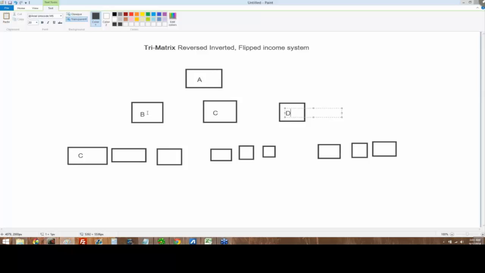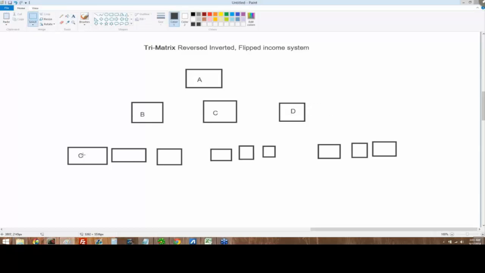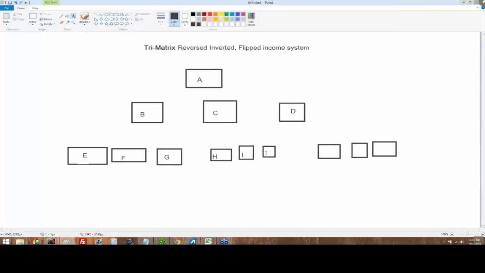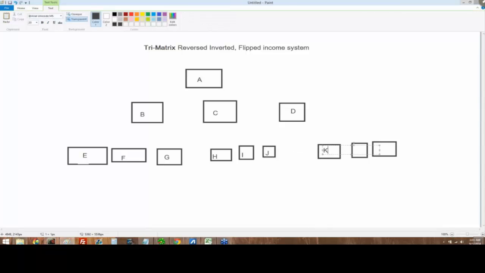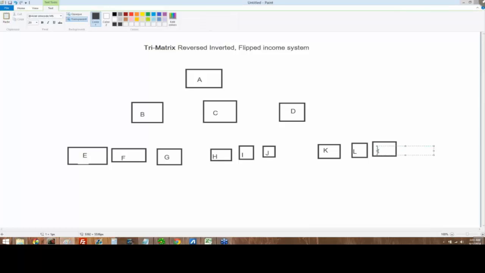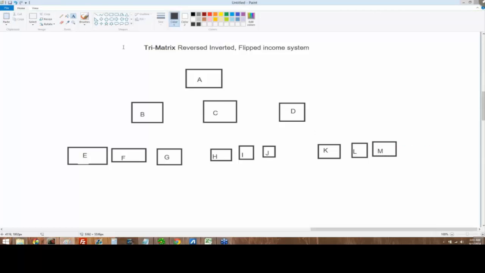Just follow along. If you're an affiliate, some of you might grasp this a lot easier if you have a history of working in companies. But watch what happens here. Let's say that we have a mixed bag, different people are referring people. A, B, C, D are all referring people. Let's say they refer E, F, G, H, I, J, K, L, M. Okay. Here's what happens.